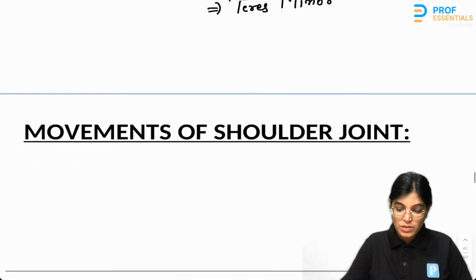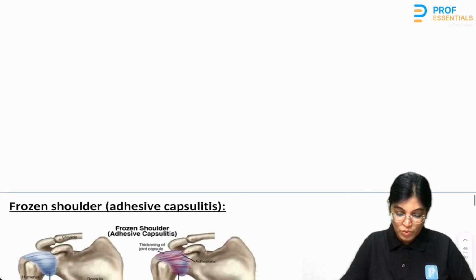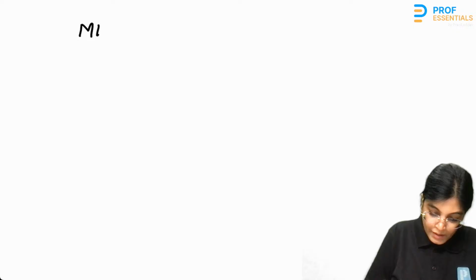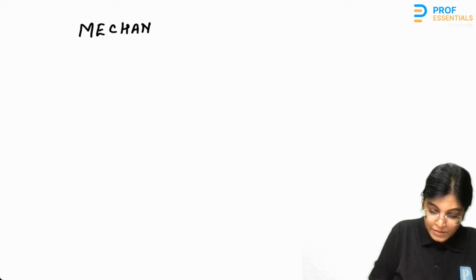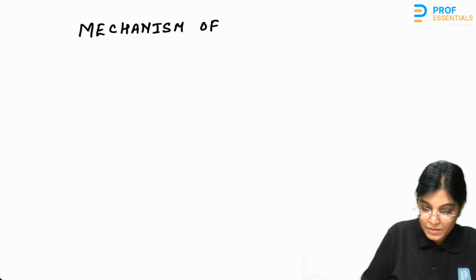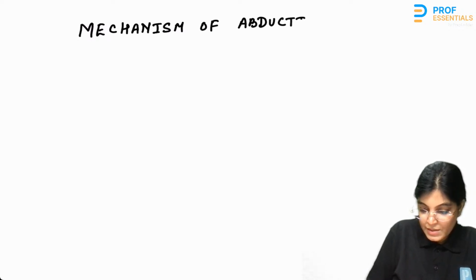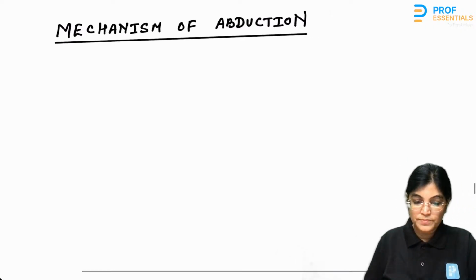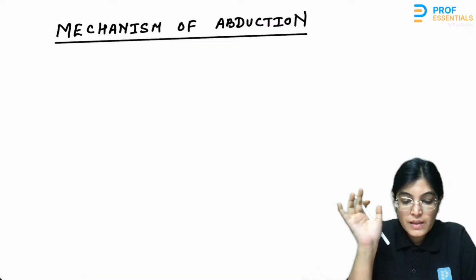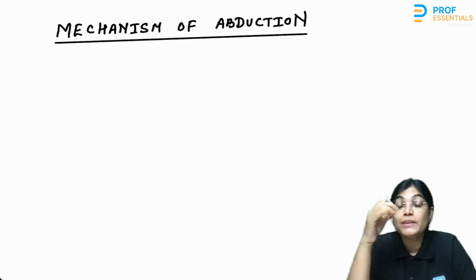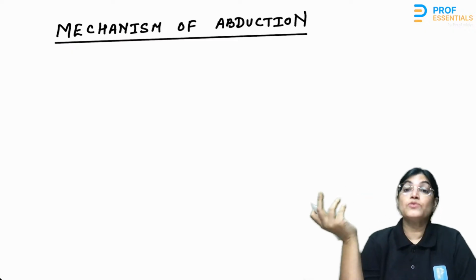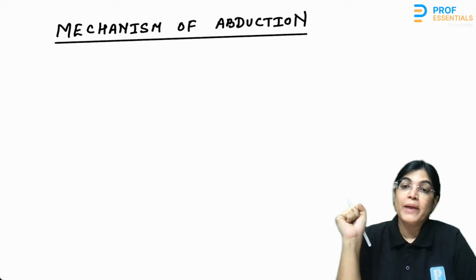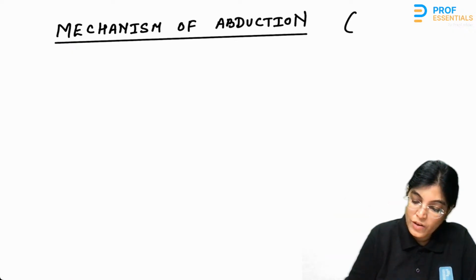Now let's talk about the movement of abduction of the shoulder joint. I want you to know this, and then I will come to clinical anatomy. So please write down one of the important points, that is the mechanism of abduction. Actually, abduction is a complex movement happening at the glenohumeral joint, and the total range of abduction is large. It is 180 degrees of abduction that can be performed at the glenohumeral joint.